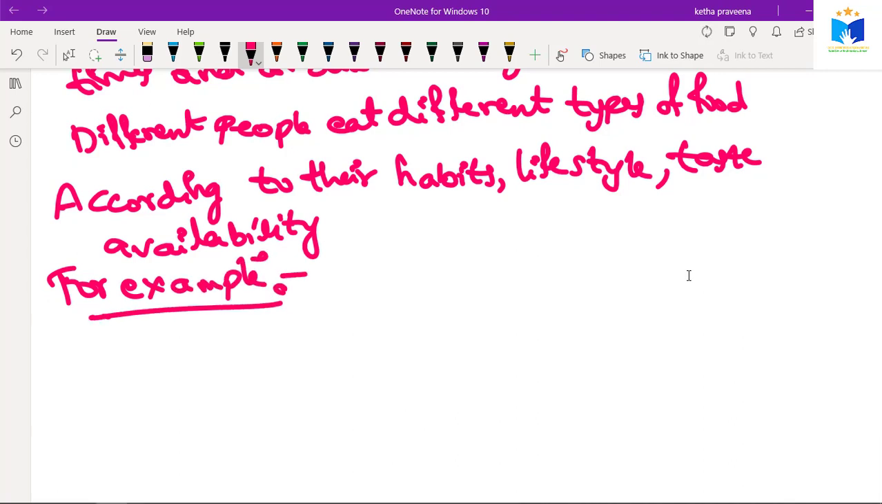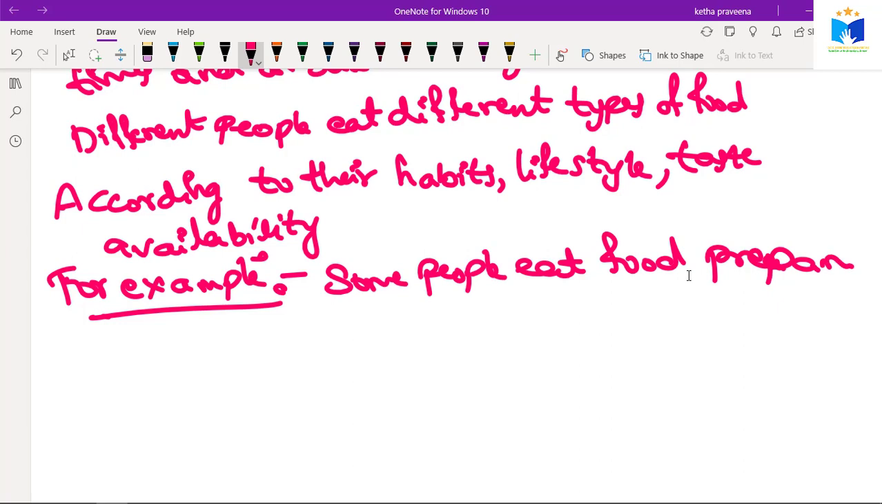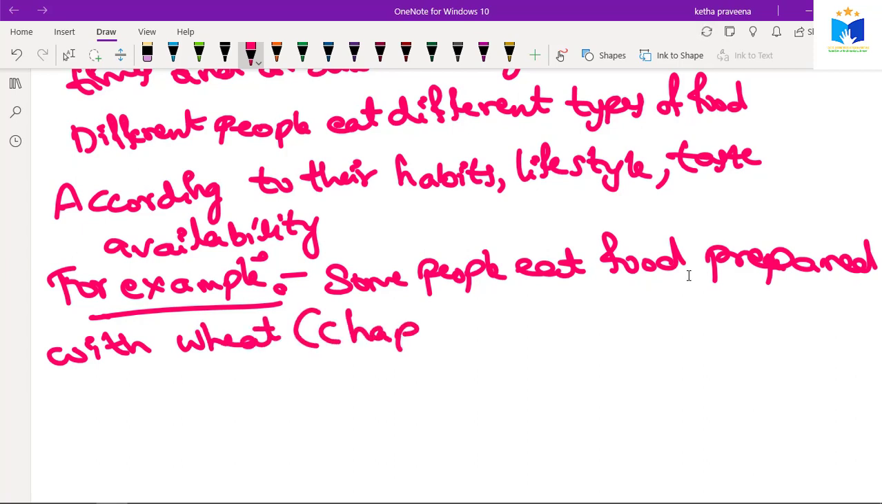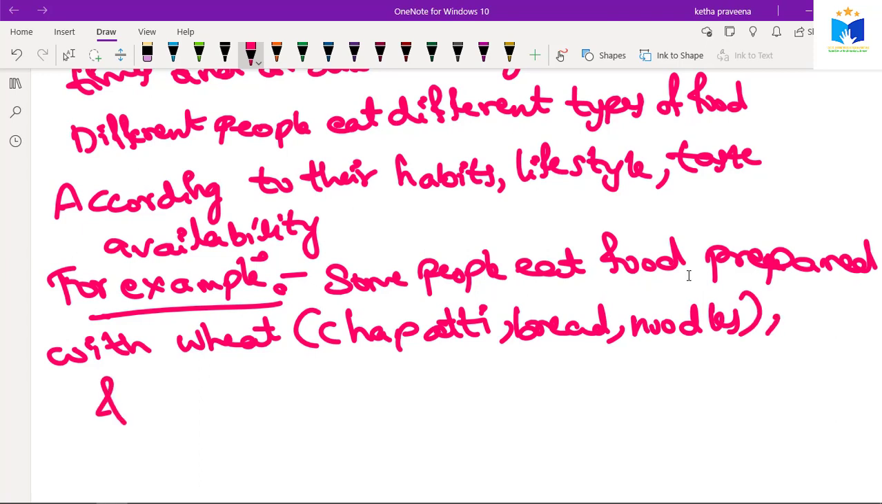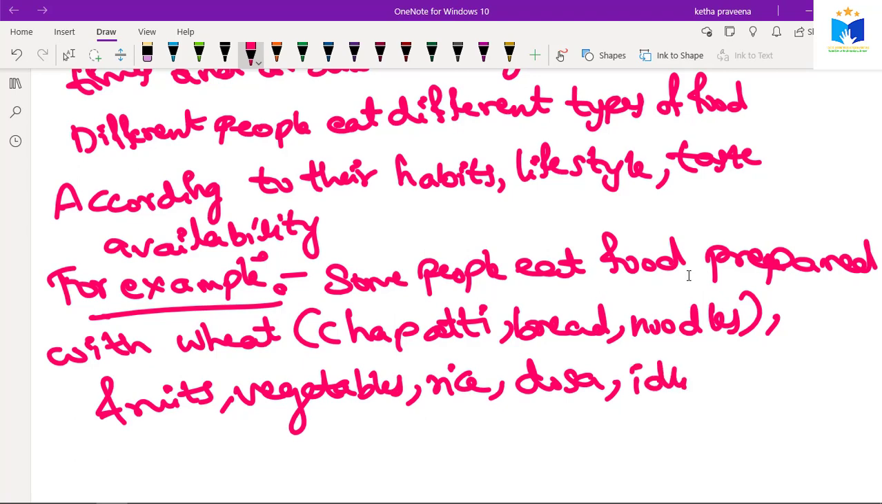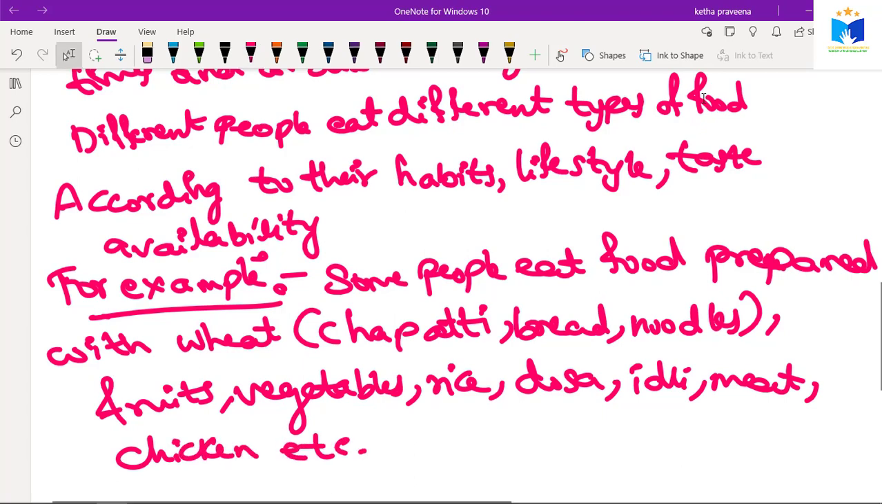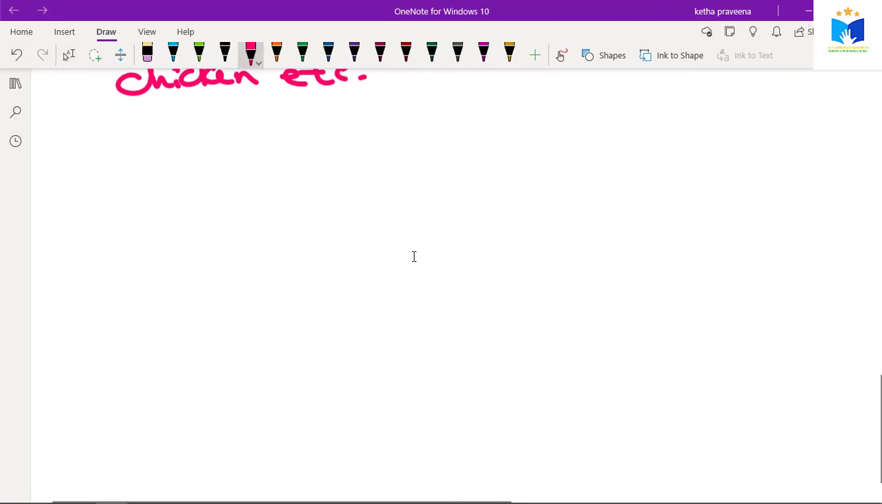Next, for this we will be seeing examples. For example, some people eat food prepared with wheat, which we call chapati, bread, noodles. All these are made up of wheat. Next, fruits, vegetables, rice, dosa, idli, meat, chicken, etc. You can note down the notes by pausing the video.